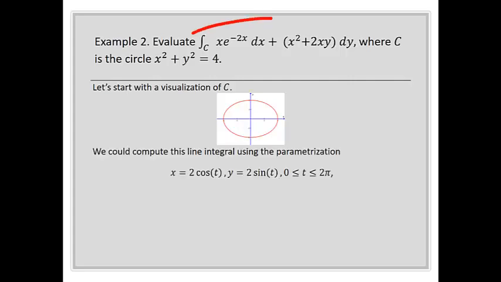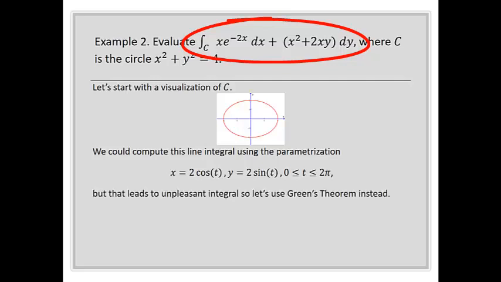And we could compute this line integral using the parametrization x equals 2 cosine t, y equals 2 sine t. But if you write that out, it leads to a really unpleasant integral. You can do it. There's a u substitution and integration by parts. It's definitely a doable integral, but not a pleasant one. So instead, let's use Green's theorem.